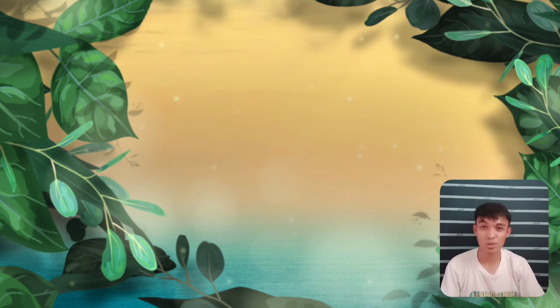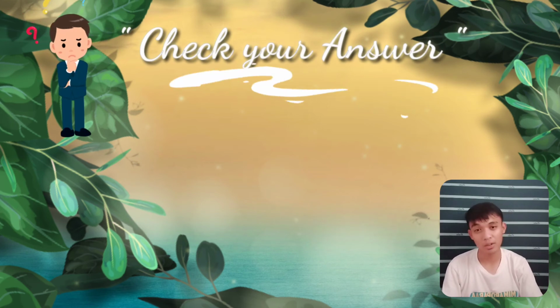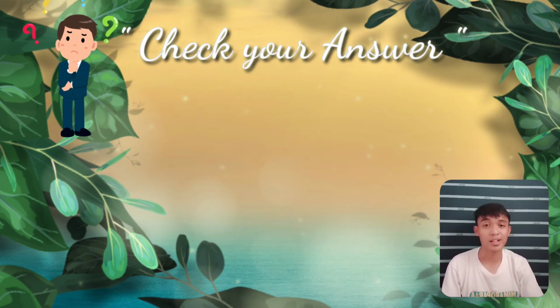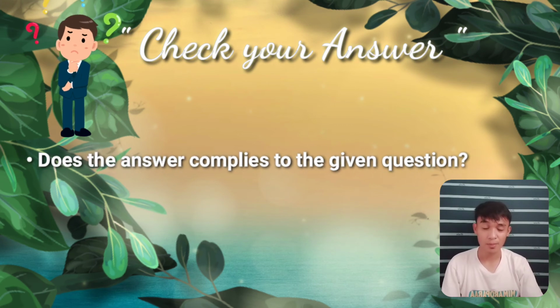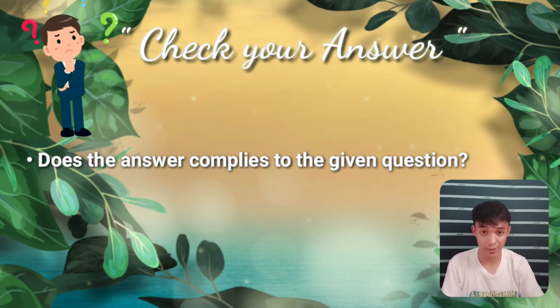Hello again, guys. Now that we're done with strategy number 3 in solving a problem, we can proceed to the fourth and last strategy, which is checking our answer. How do we know if our answer is correct? There are three questions that we must consider. The first question is, does the answer comply with the given questions? Yes, our answer complies with the given questions, because based on our solution, it gives us the correct answer for question number 1 and question number 2.